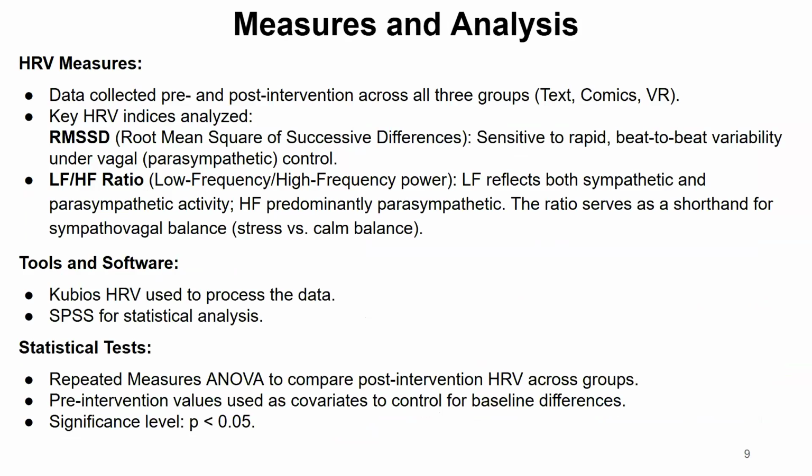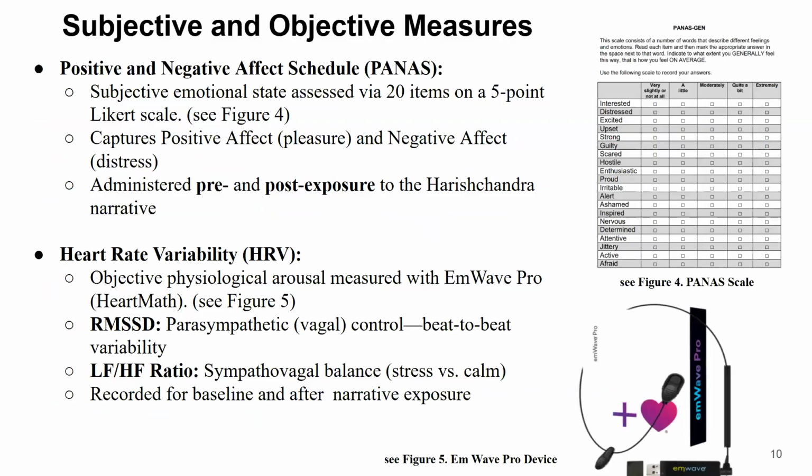The tools and software that we used: QPS HRB was used to process the data, and SPSS was used for the statistical analysis. We did a repeated measures ANOVA to compare the post-intervention HRV across the groups, and pre-intervention values were used as a covariate to control for the baseline measure. Significance level was kept at 0.05.